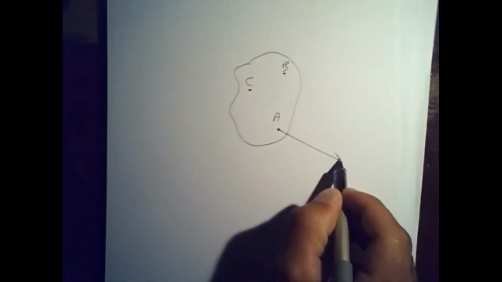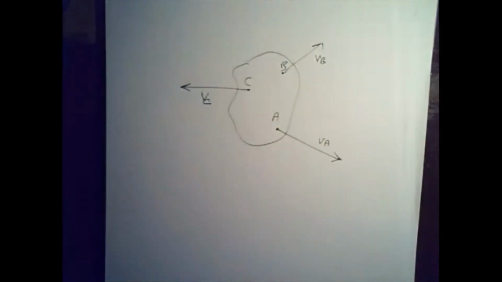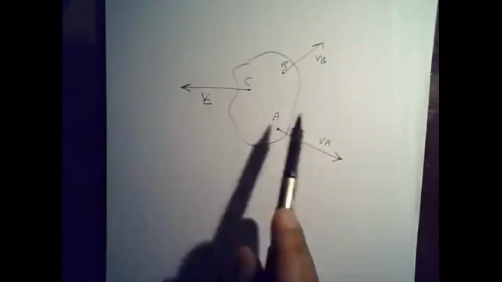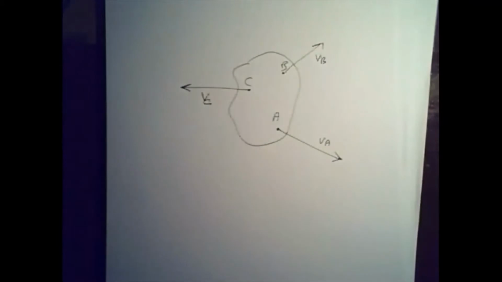And the velocity vectors at these points were VA was like this, VB was like that, and then VC is like this. All right, and what do you think about this? Does this sound reasonable? I mean, do you think it is actually possible to have these velocity vectors like that? Okay, so this is not possible.